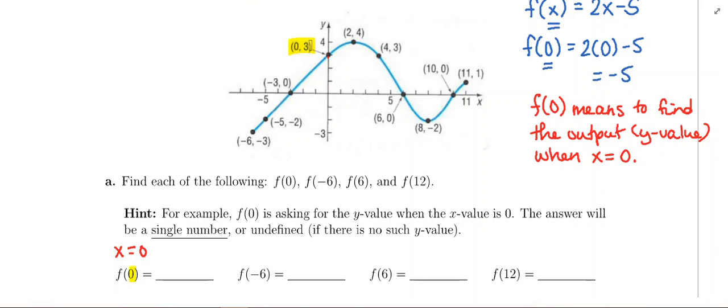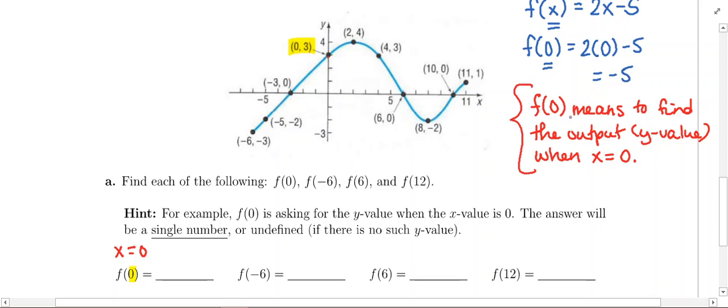So the question is, what do you write down for the answer? Again, turn your attention back to this red statement I wrote down. f of 0 means to find the output, the y value, when x equals 0. According to this, if you look at this point, the coordinates are (0, 3). They're spelled out for you. If the x value is 0, that means the y value is 3. So the answer here is 3.